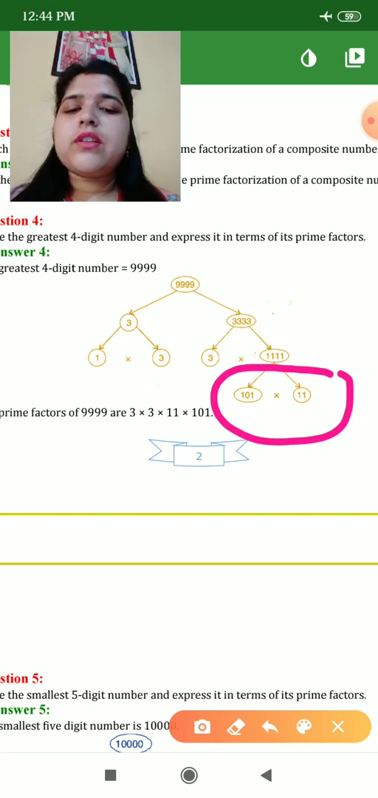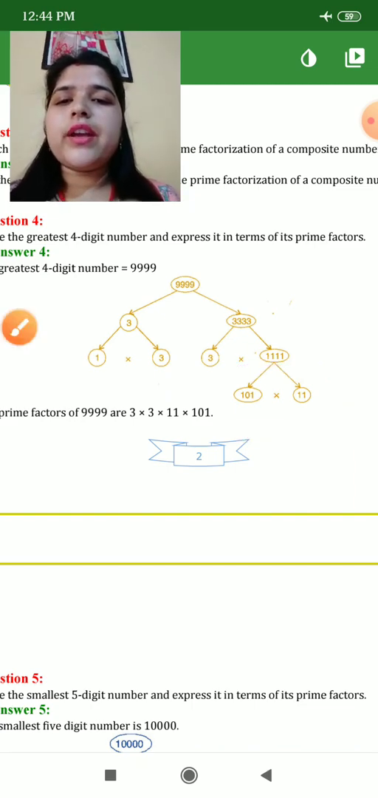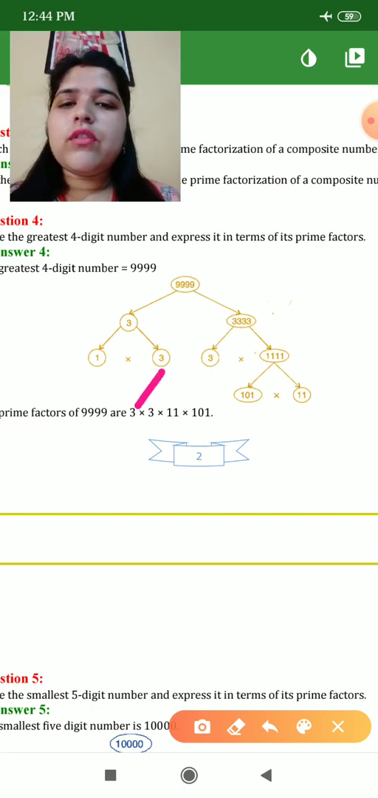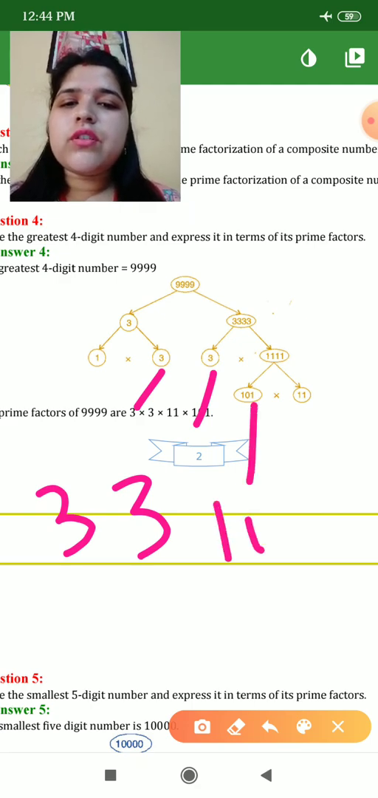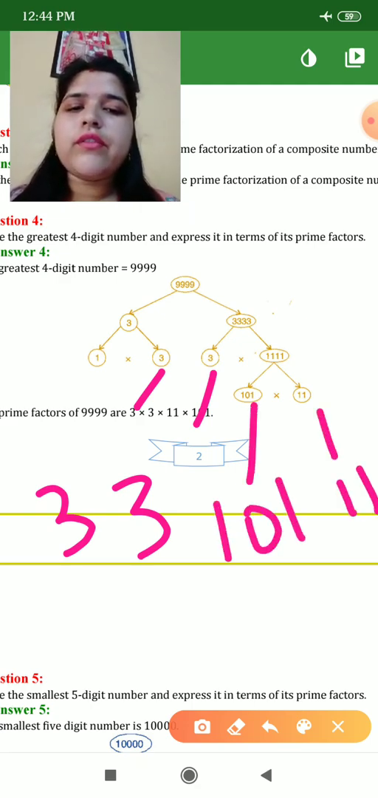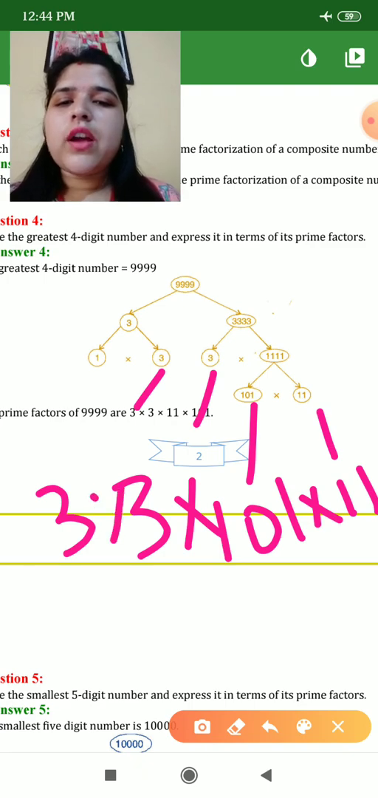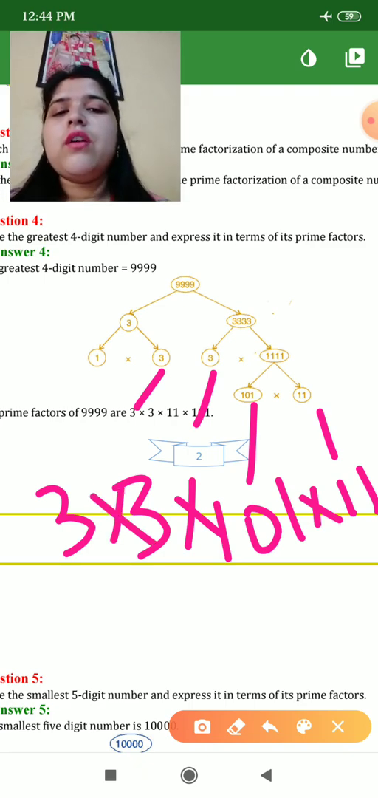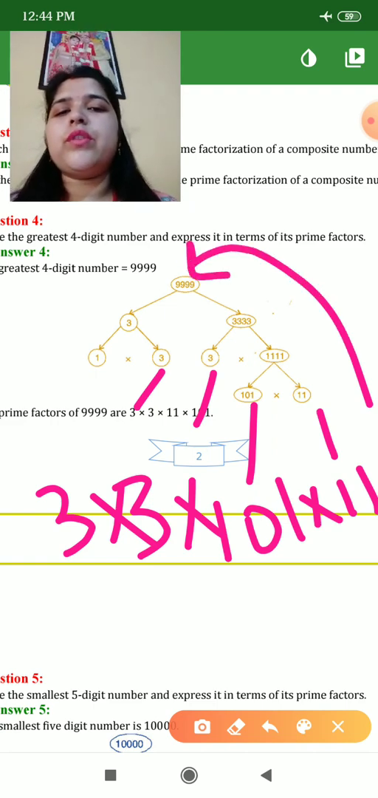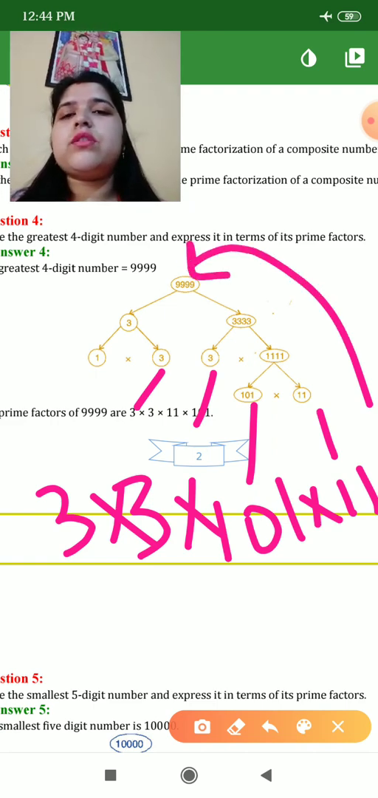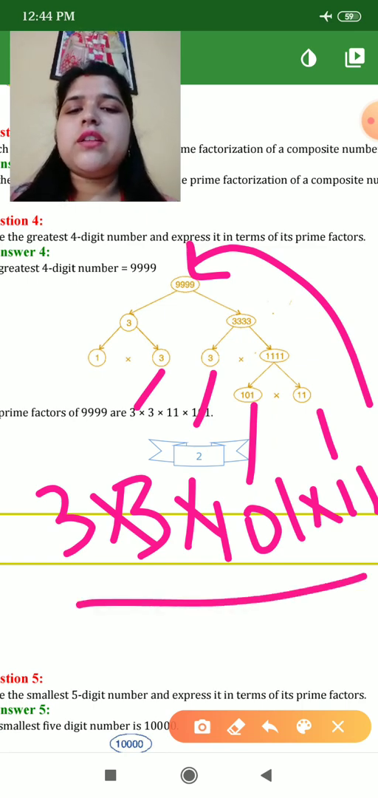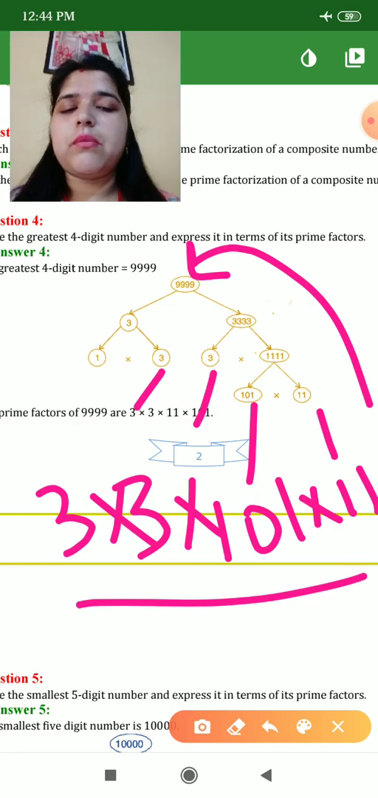Now what will be the answer for this? For the answer, we have to write this 3, because here 1s we will not take. We will write this 3 here, then this 3 here, we will write 101 here, then we will take 11 here, and we will multiply all these numbers and leave it like this only, because we know when we multiply all these numbers we will get this only. Okay, so we will leave it like this, because the factorization for 9999 is this. The greatest 4-digit number is this number only.